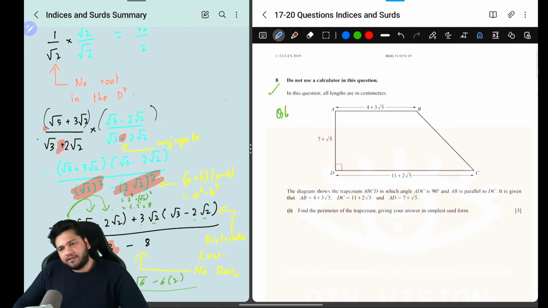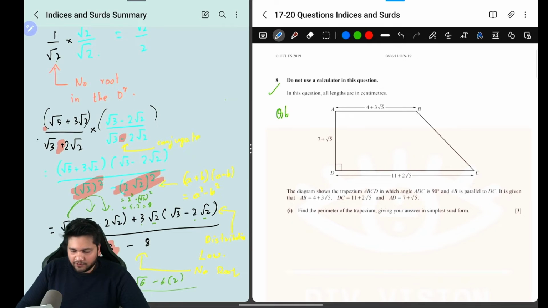And this would be our final question, the last question which we'll take. It has the geometrical properties of surds. This would be our question number 6 for indices and surds.